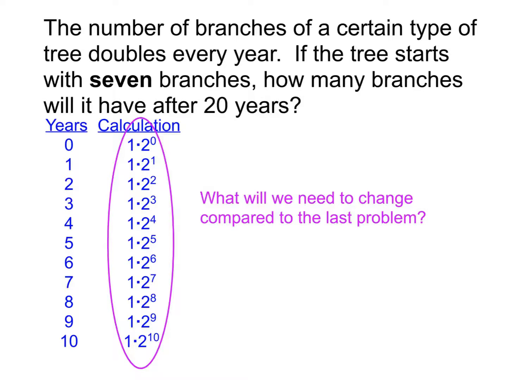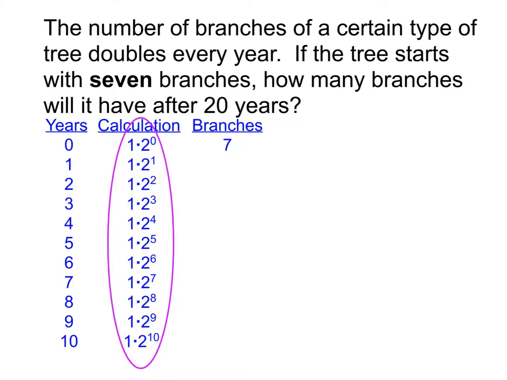So I know that something's going to need a change in this whole series. Now, you may already see it, which would be excellent. But if not, let's actually take a look at the numbers and see what that does. So in this particular problem, in year 0, I have 7 branches because, of course, we start with 7.